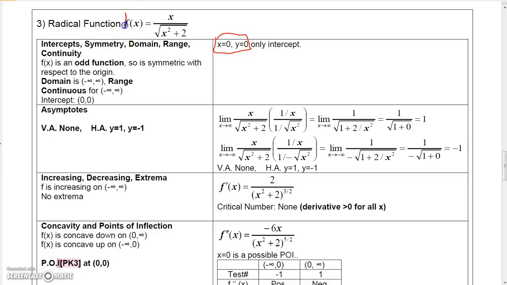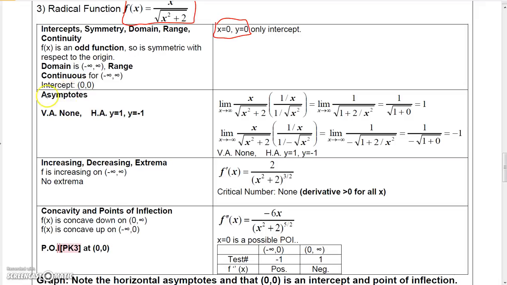So now we're going to look at this radical function here. First of all, the only intercept is the origin, (0, 0). If you test it for symmetry, you'll find that f of x is an odd function. The domain's actually all real numbers because, even though you have a square root, x squared plus 2 can never be negative, so the domain's all real numbers, and therefore it's continuous for all real numbers.